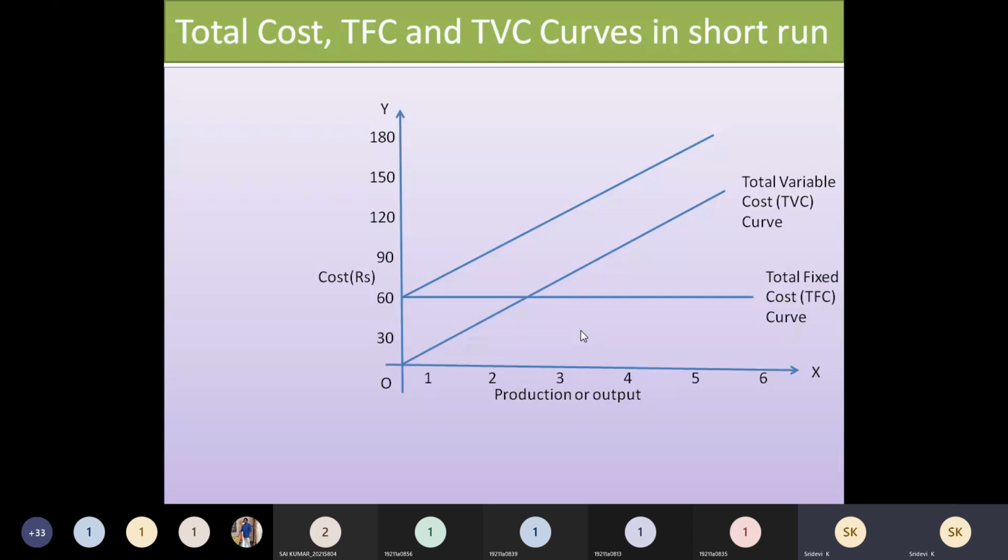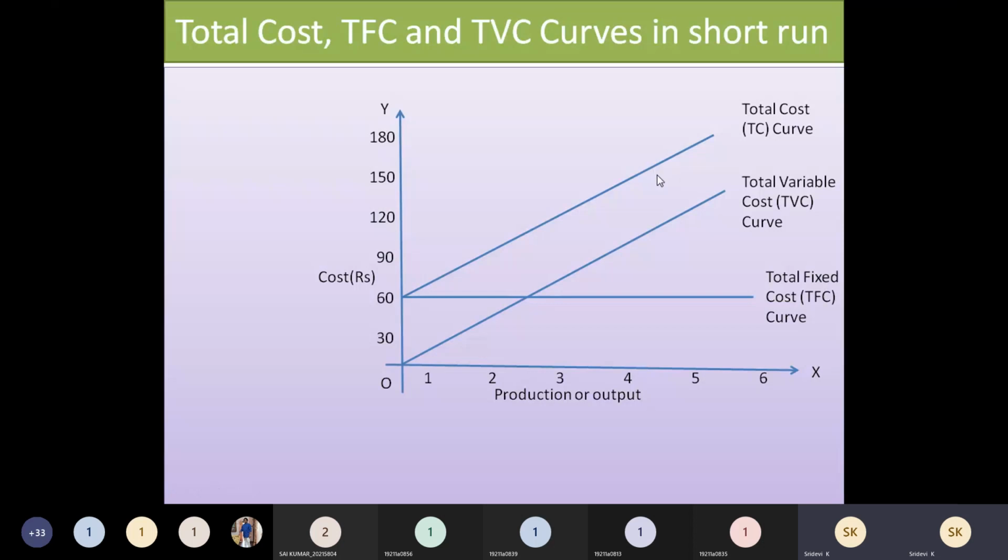And total variable cost, total cost will start from 60, no? So at 0 output, 60 of total cost is incurred. From this point, we are drawing the total cost curve. It will be parallel to the total variable cost, because as total variable cost increases, in the same manner, total cost also increases.